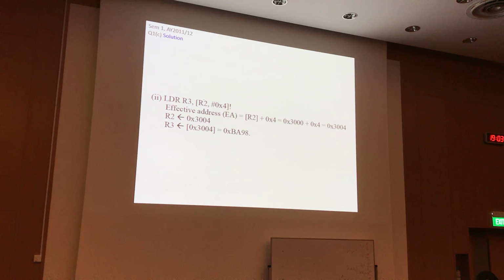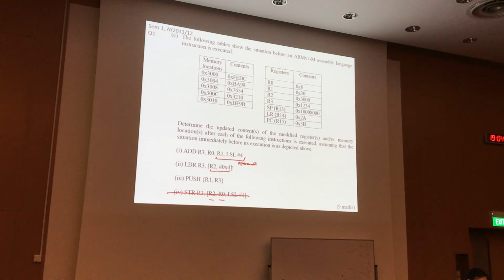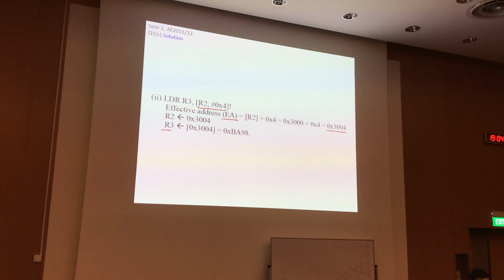Okay, so this one, effective address. Like what we said just now, you just add it together and then you get the effective address, and that's where you're getting the value from. So 3004, which is this value, will be loaded into R3. And the important thing to bear in mind is that your base register value gets updated with the effective address.